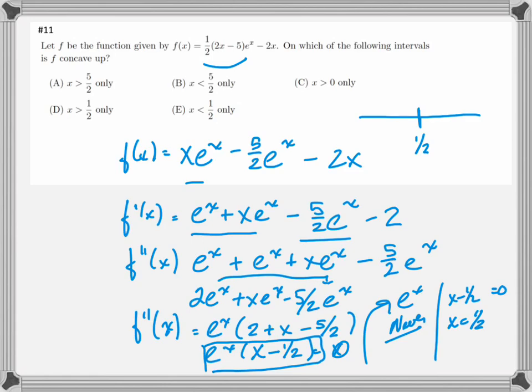E to the 0 is 1. And 1 times 0 minus 1/2 would be negative. And then let's put in 1. It'd be e times, which is positive. E to the 1 is e. And 1 minus 1/2 is 1/2. So that's positive. So you do have a point of inflection. And where will it be concave up? Well, it's going to be greater than 1/2. So the answer is D.